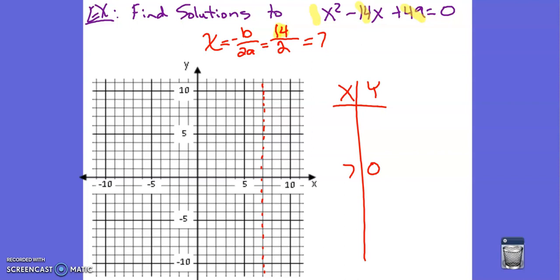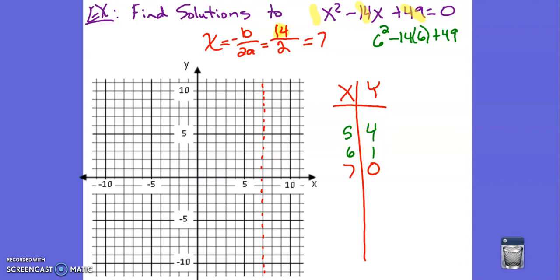So let's choose 6, and let's choose 5. Like 2 numbers to the left, 2 numbers to the right. So once we plug 6 into this equation, literally 6 squared minus 14 times 6 plus 49, and you see what you get. When you plug 6 in, you're going to get 1, and when you plug 5 in, you're going to get 4.